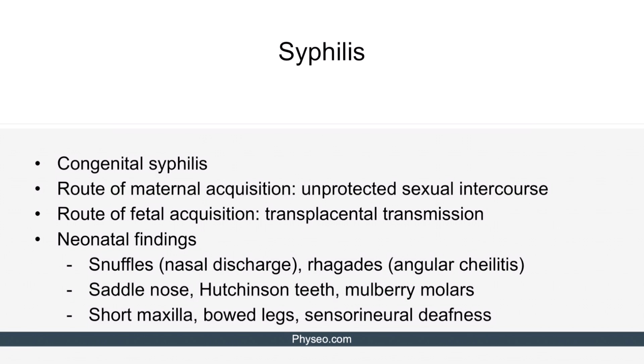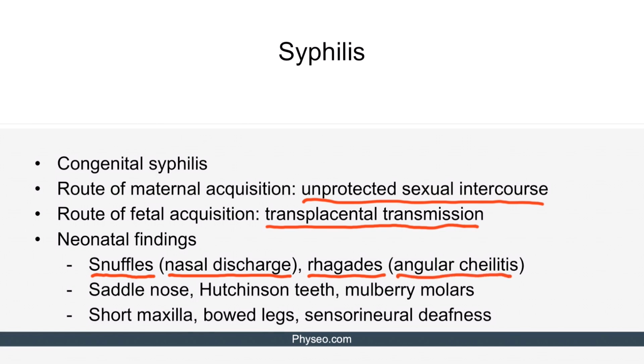Syphilis is acquired by the mother via unprotected sexual intercourse since it's a sexually transmitted infection. On the other hand, fetal acquisition occurs via transplacental transmission. Neonatal findings of congenital syphilis are very specific and pathognomonic for this condition. These include snuffles, which is nasal discharge, and ragades, which are angular scars at the corners of the mouth.